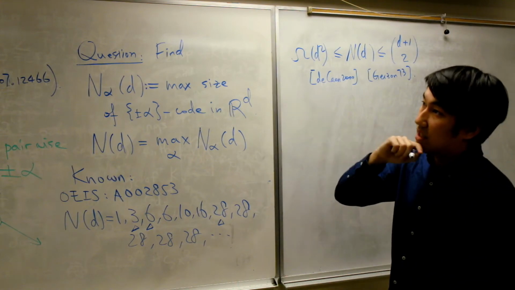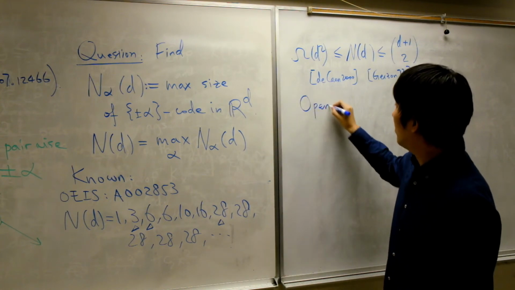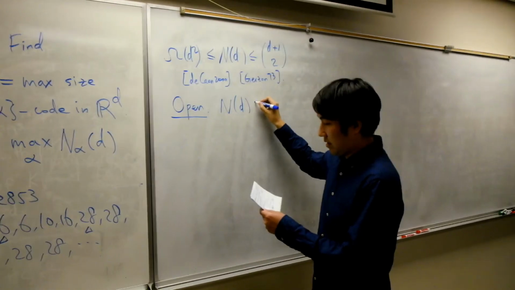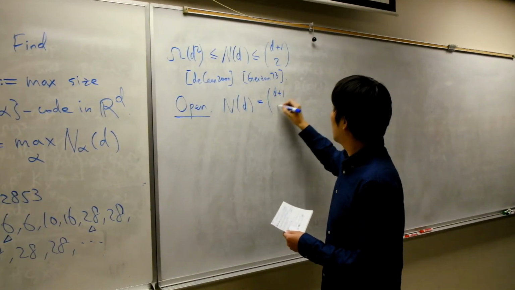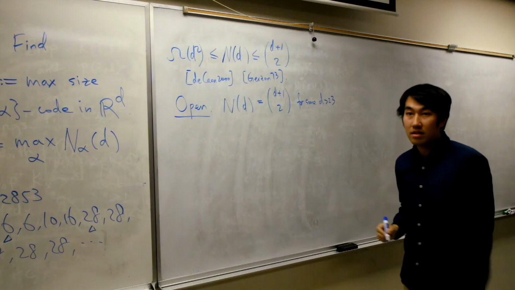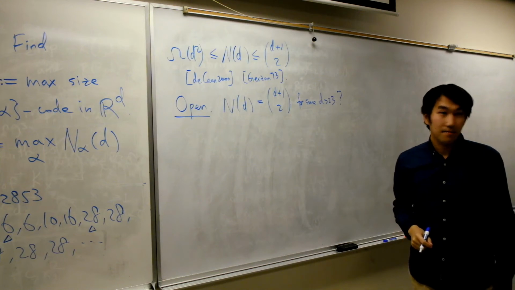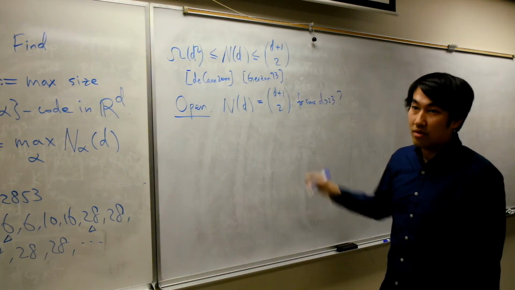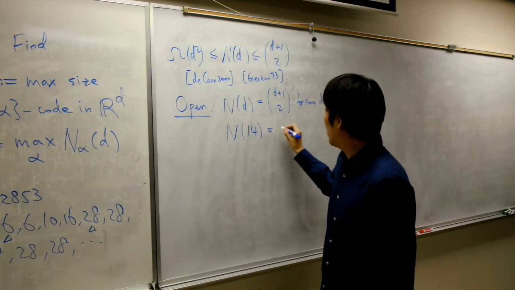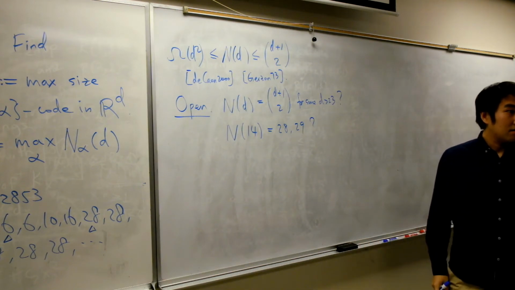Since the topic today is fixed angle, I will not focus on this. But if you're interested, here are some open problems regarding n of d. Can you find this for some d bigger than 23? Actually that means when d is equal to 23, this bound is also achieved. But for d larger than 23, we don't know whether we can achieve this bound again. And another question is whether n of 14 is equal to 28 or 29. We don't know that.